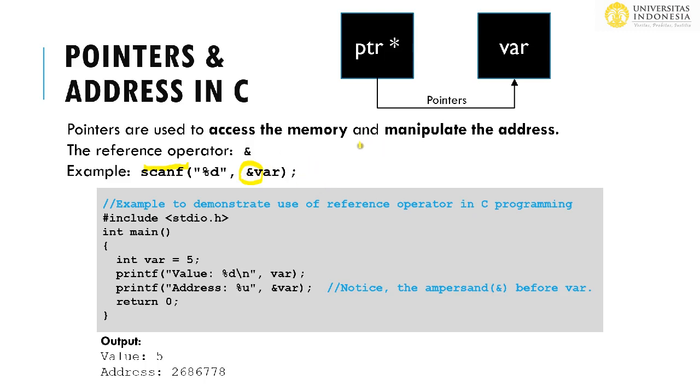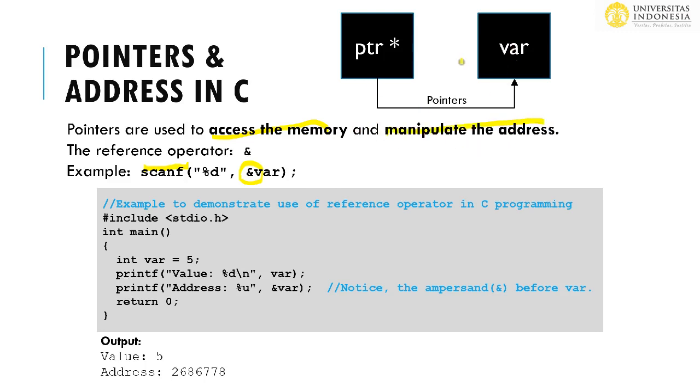So pointers actually are used to access the memory. In this case, if you use scanf, you input data through your input devices and put it in a certain location in the memory, and the variable will get the data when you want to manipulate it or access it. But the main thing is that pointers are actually used to manipulate the address.